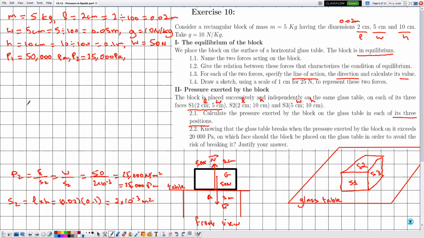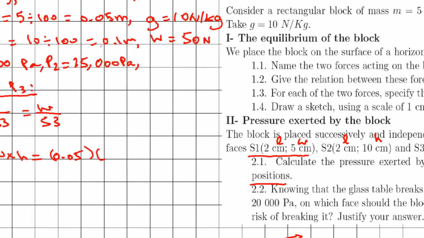Now finally, as for the pressure P3, let me write it here. We are still in part 2.1. Corresponding for the relation F divided by S3, which is given by weight divided by S3. Now the dimensions of S3 are given by the width and the height, corresponding for 0.05 multiplied by the height, which is given by 0.1.